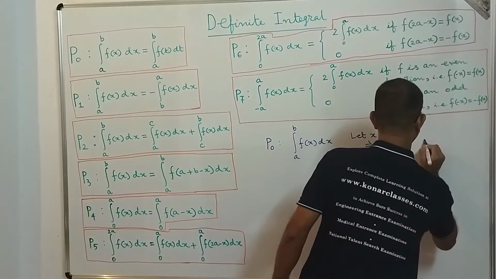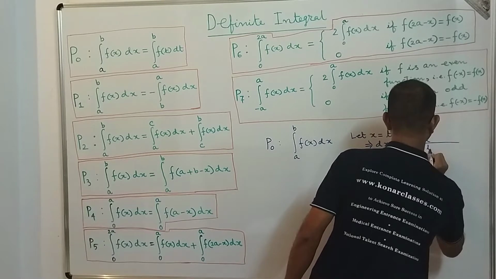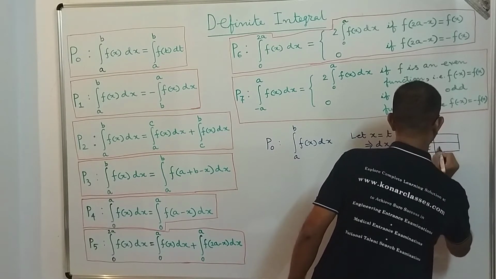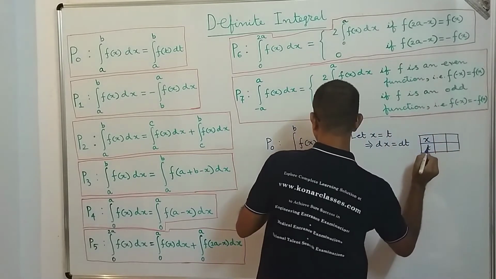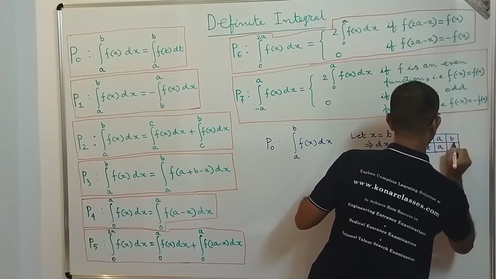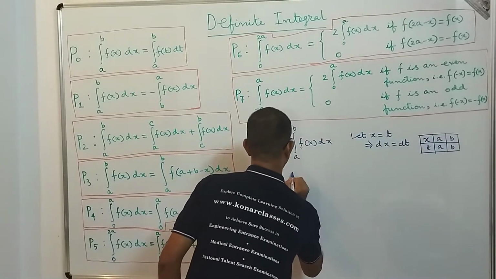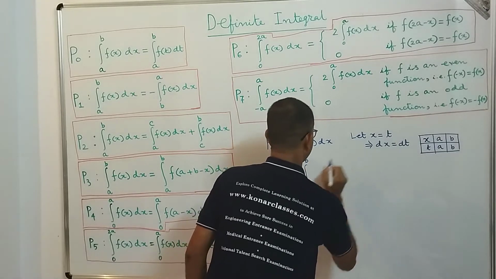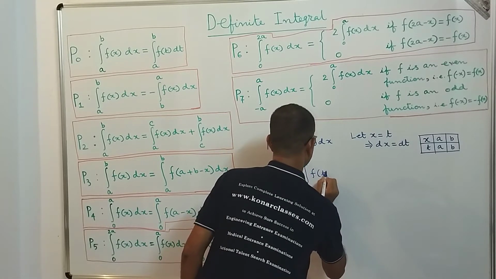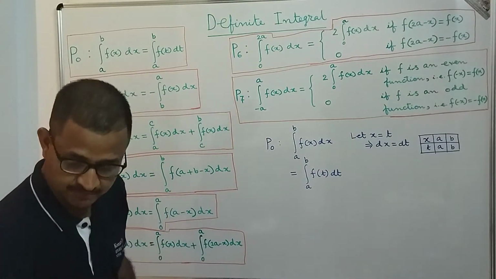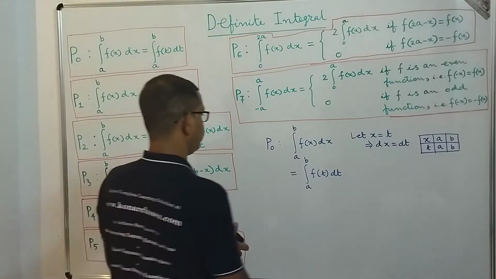Or we can say that when x is equal to a, t is a, and when x is equal to b, t is equal to b. So what we can write from here: integration a to b f(x) becomes f(t) and dx becomes dt. So we are done with the proof for the first property, that is P0.